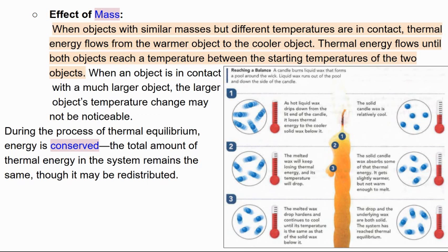Next, the melted wax will keep losing thermal energy and its temperature will drop. The solid candle wax absorbs some of the thermal energy. It gets slightly warmer, but not warm enough to melt. Third, the melted wax drops, hardens, and continues to cool until its temperature is the same as that of the solid wax below it. The drop and the underlying wax are both solid. The system has reached thermal equilibrium.